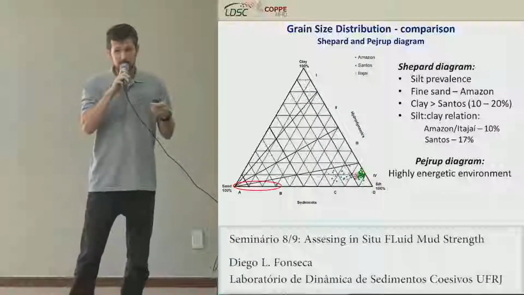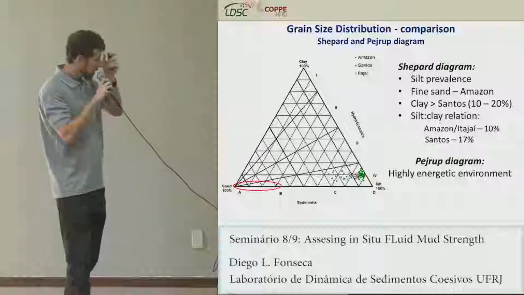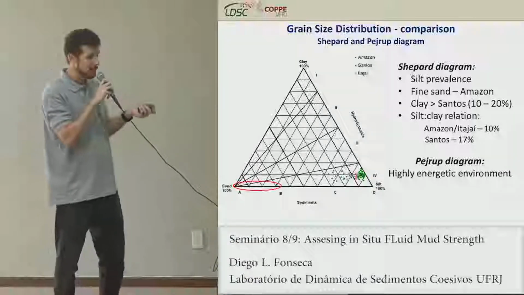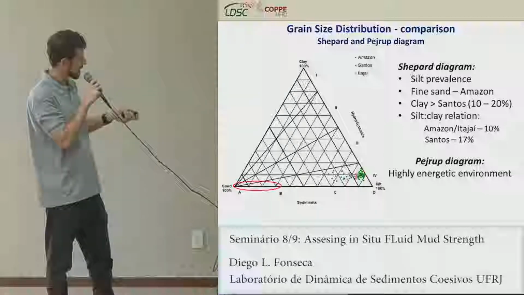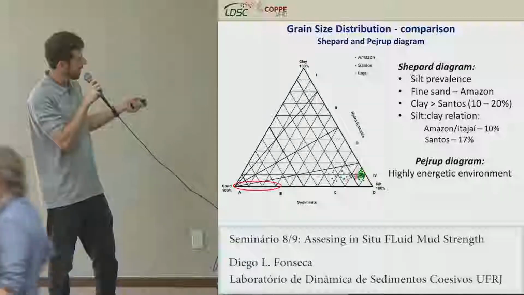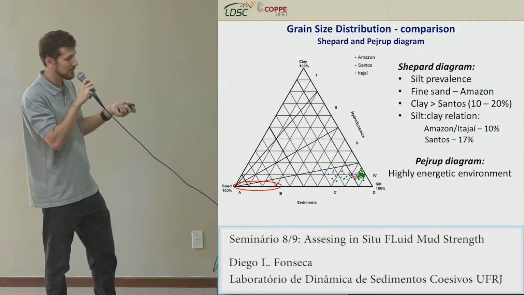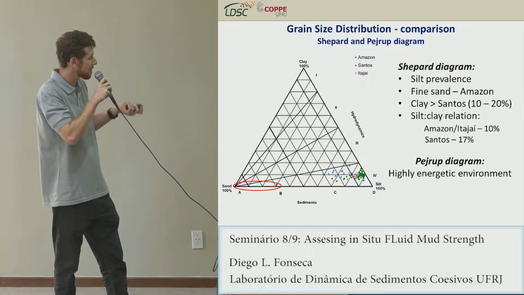Comparing the samples from the Amazon, from Itajaí and Port of Santos, we also have mainly silt and clay with low sand content. So they are really mud samples. And when you put them here, we can see that they are typical of a highly energetic environment, and mainly silt and mud, so a lot of mud.